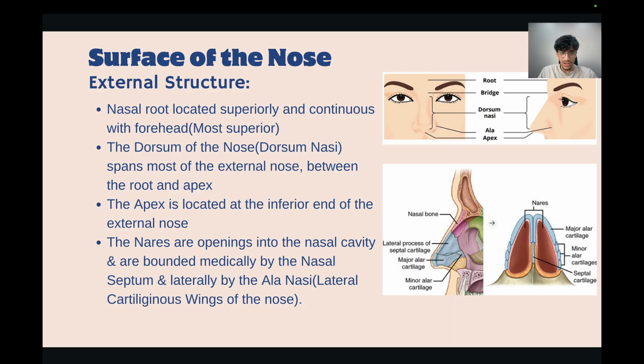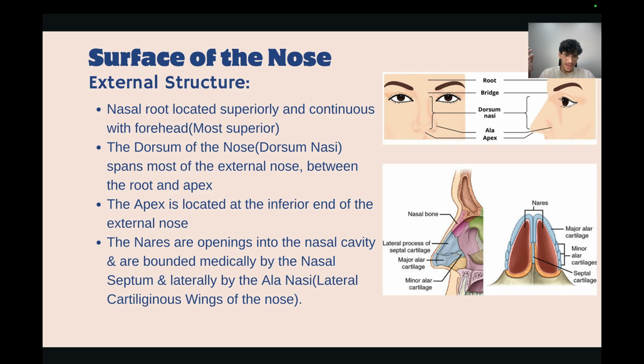Now for the external structure of the surface of the nose. Now this is pretty simple. It starts with the nasal root, then the dorsum of the nose, dorsum nasi, the apex, and laterally you have the ala. Now the root, it's continuous from the nose to the forehead. The dorsum of the nose, it's the largest part of the external nose, extends from the root to the apex.